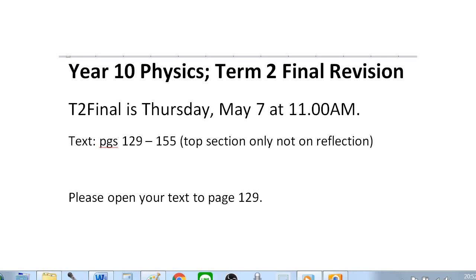And wave speed is the distance the wave travels in 1 second. The unit of wave speed is meters per second. And note that waves transfer energy and information. The idea that waves transfer energy and information.